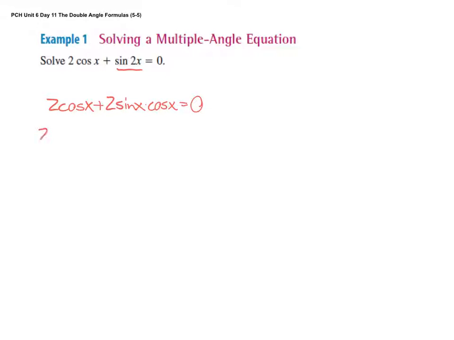Factor. They have a 2 in common, and they have a cosine in common. Both terms have 2's, and both terms have cosines. So if I take that common factor out, what's left over? We took out the 2, so it's just sine. So it's 2 cosine x times 1 plus sine of x.